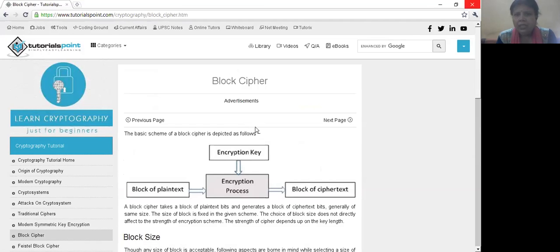Now we'll see the block cipher. The basic scheme of a block cipher is depicted as follows. We have a block of plain text and we have the encryption key. The encryption process is applied on this block of plain text, and what we get is a block of ciphertext.